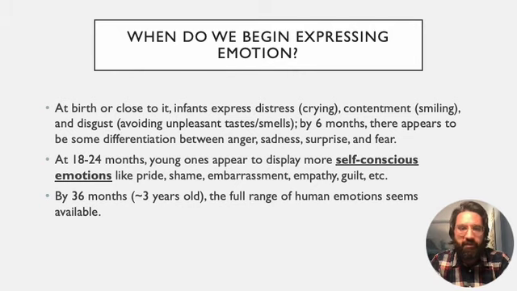By 6 months, there does appear to be some differentiation between more negative emotions. So babies do start to differentiate between things like, for instance, anger and fear. And part of the reason why that might happen at 6 months is that they're starting to learn the difference between experiences that are upsetting and angering versus experiences that are more scary.